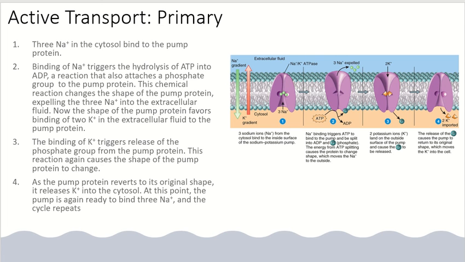In this instance, 3 sodium ions that are found in the cytosol are going to bind to our pump, right? We've got a lot of sodium inside the cell and less sodium outside the cell, and we've got a lot of potassium outside the cell, less potassium inside the cell. Oh my goodness, I can't talk today. I'm sorry. In this instance, based on our concentration gradients, we're moving against the concentration gradients.